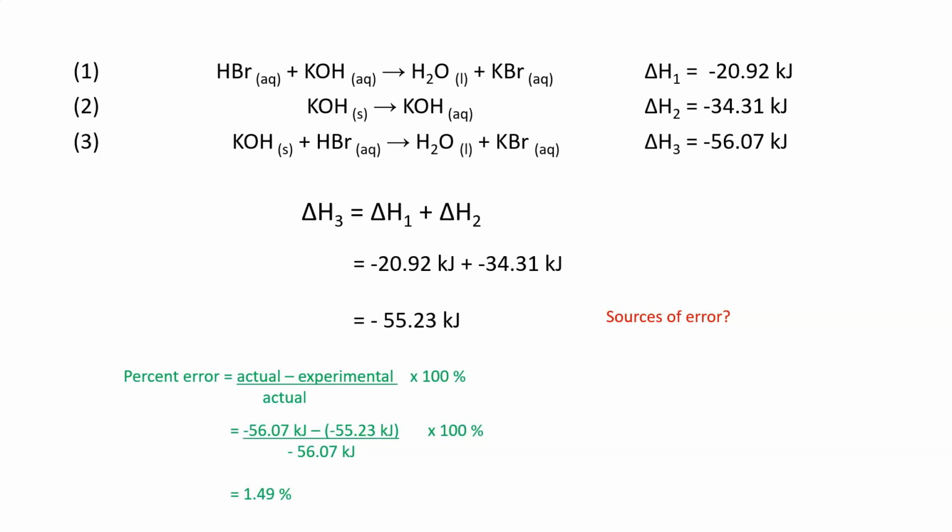Okay, and so I'll calculate my percent error, treating the enthalpy change that I got for the third reaction as my actual value. And I can see that adding equation 1 and 2 gets me within 1.49% of the enthalpy change I calculated for reaction 3. And the reason it's not perfect is because of my sources of error. Now, all I'm going to say about this is I will point you to your assumptions of calorimetry as a good starting point for sources of error.